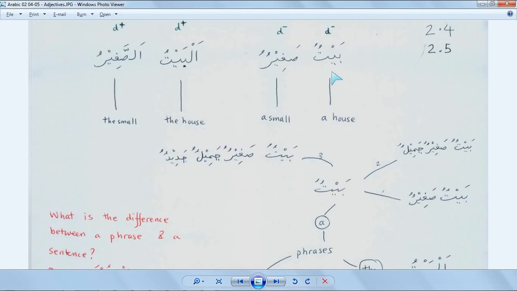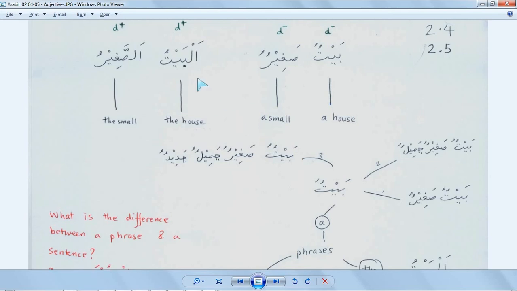But what if we wanted to describe the house? We can put a describing word, which is also a noun, after the word we want to describe. And it must match it in its definiteness. So if it's indefinite, the noun that we put after it should also be indefinite, and I've summarized that with this D. So D minus is indefinite, and D plus means it is definite. So baytun saghirun, a house literally, and a small. So we would translate this as a small house.